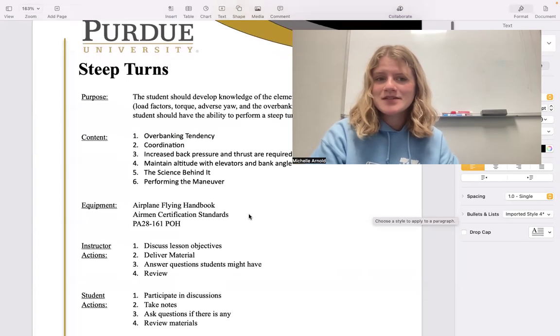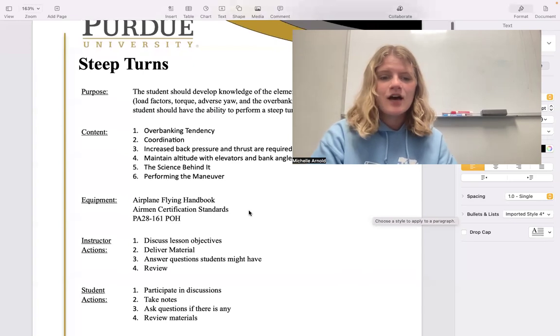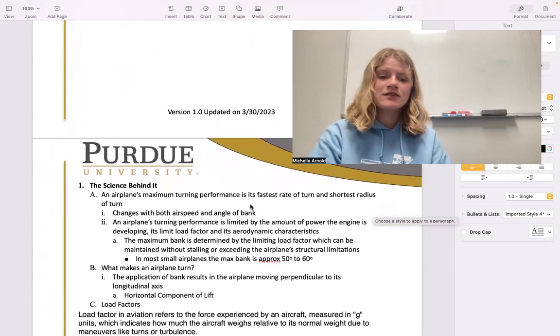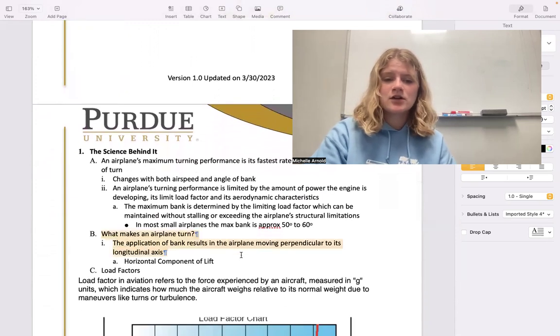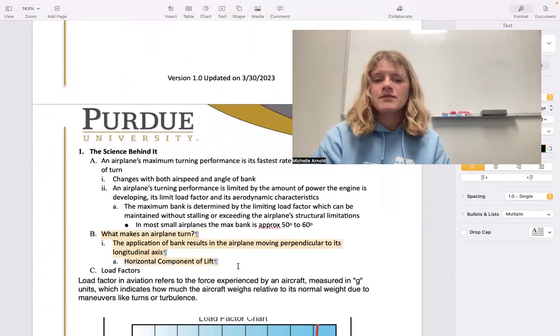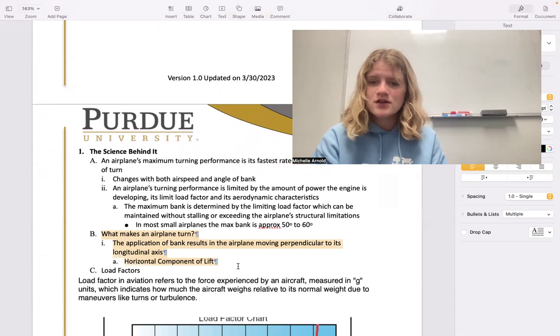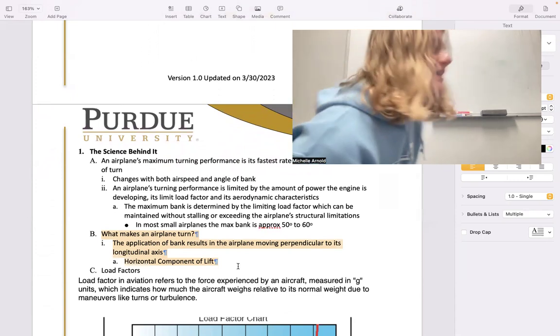Okay, so today we're going to be talking about steep turns. First, we're going to go over components of lift. So what makes an airplane turn? The application of bank results in the airplane moving perpendicular to its longitudinal axis, which results in a horizontal component of lift. So what exactly is that?